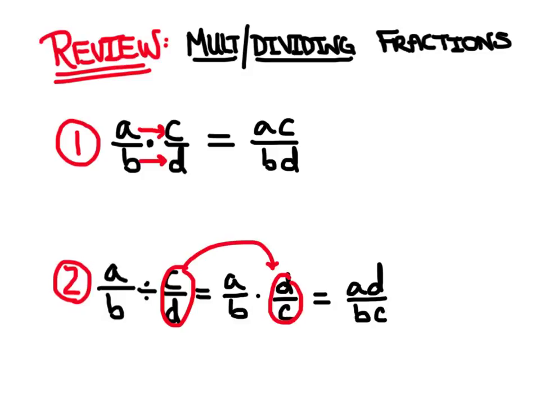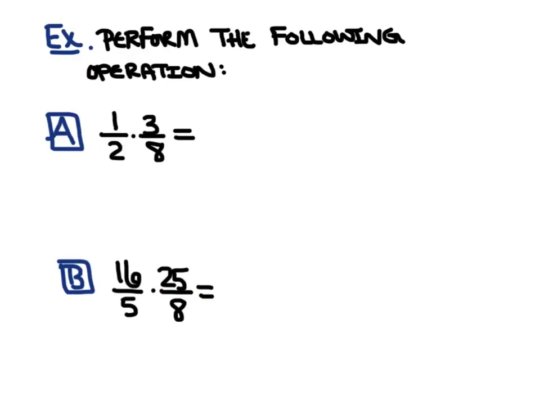Alright, focusing on multiplying, so let's first look at multiplying fractions. So 1/2 times 3/8, you multiply straight across. 1 times 3 is 3, and 2 times 8 is 16. We're then going to want to leave this in lowest terms, so 3/16 is as reduced as it can be.